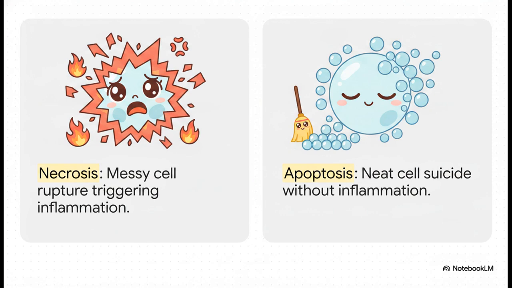This goes down in one of two ways. First, necrosis. Think of necrosis as a messy, chaotic explosion. It's triggered by external injury, the cell violently ruptures, spills all its guts, and kicks off massive inflammation everywhere. Then you have apoptosis. This is neat, highly programmed cell suicide. The cell turns on internal signaling cascades and quietly dismantles itself without rupturing. Zero inflammation. So chaotic explosion versus a highly controlled demolition.